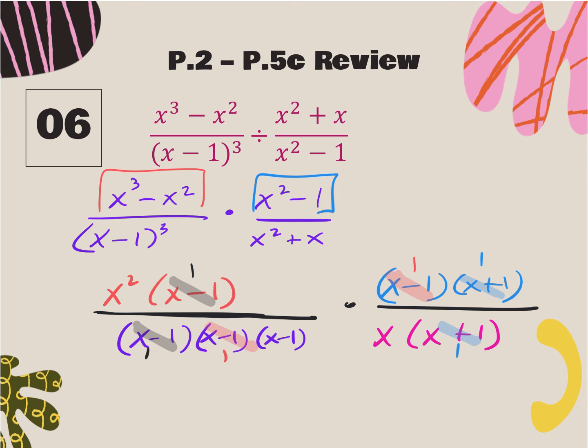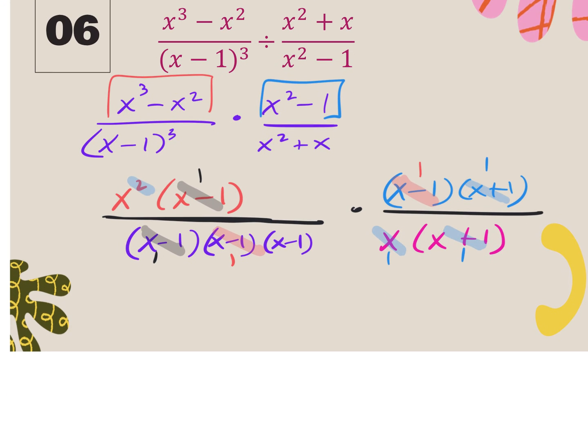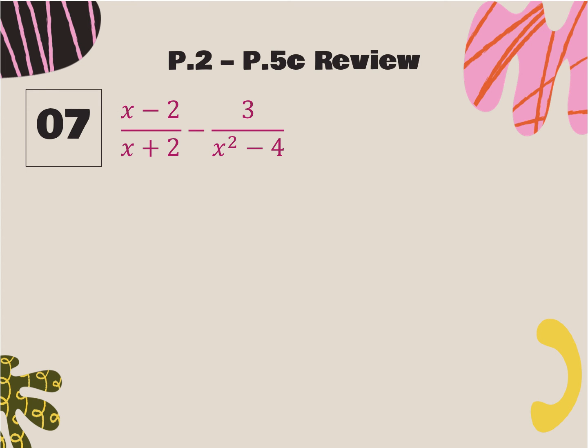And now I can also simplify my x's. I can take away this power, and then over here is left a 1. So now the only thing that remains is this x over this x minus 1. And you're done.